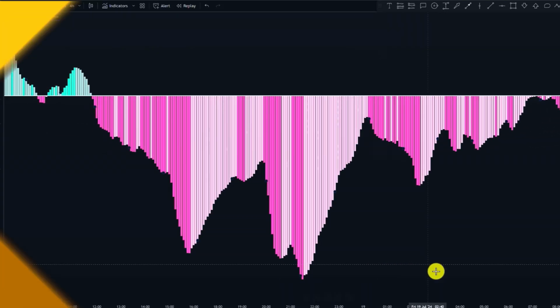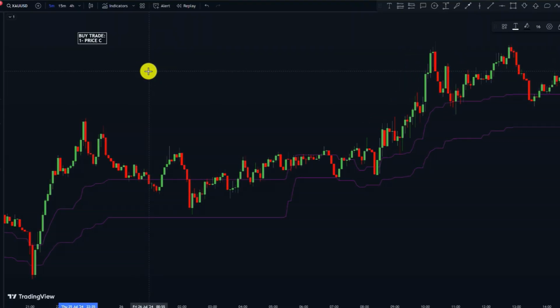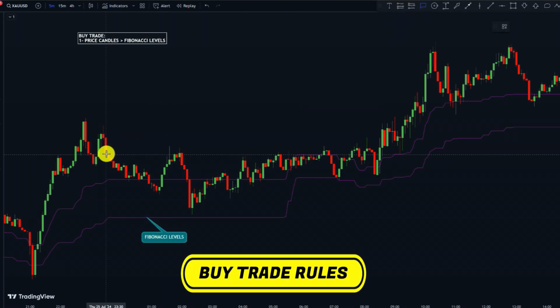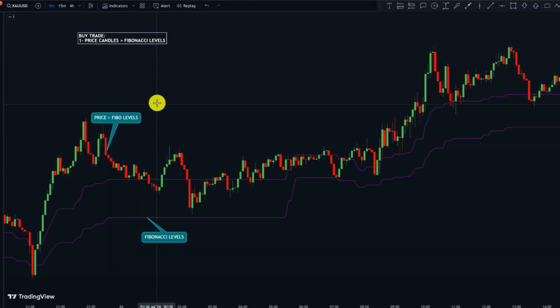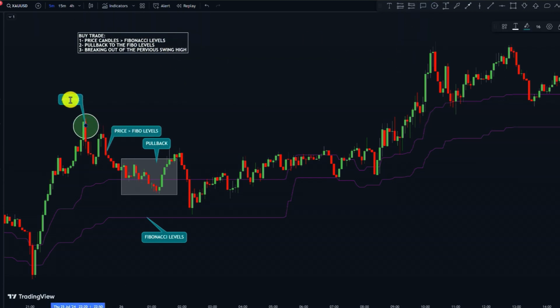Now that we have our indicators set up, let's talk about how to use them in your trading strategy. When the price candles are above the Fibonacci levels, it indicates a bullish market trend. In this scenario, look for a retracement to the Fibonacci levels. Once the pullback happens, identify the last swing high of the market. This is a key level in our strategy. When the market breaks above this swing high, it signals a potential buy opportunity.